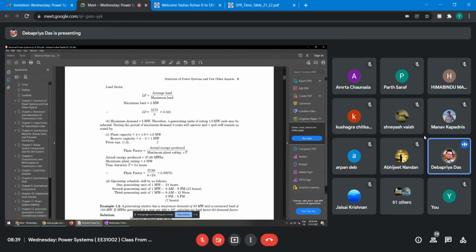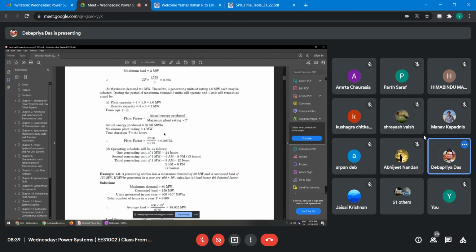But nowadays, the cost of everything is going up. Generally, they prefer installing higher capacity generating units, right? Earlier, in the past, rather than a large unit, they used to make small rating units, 4 or 5, right?